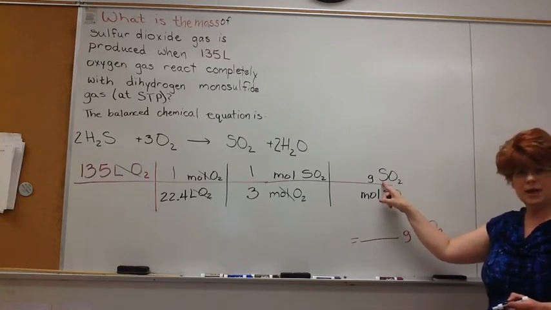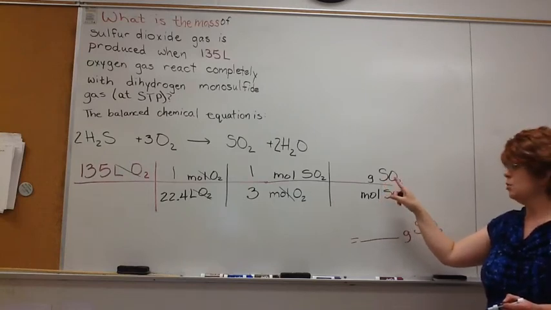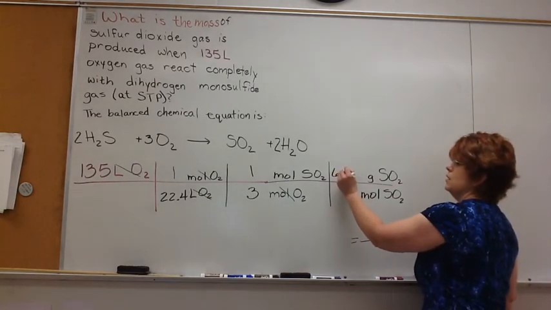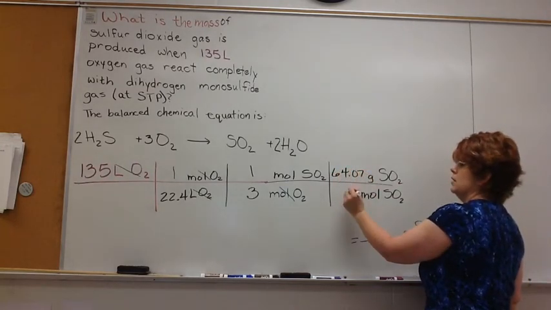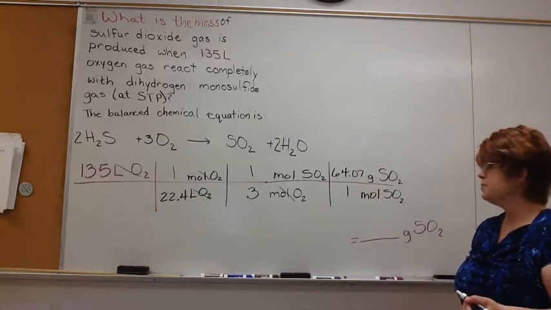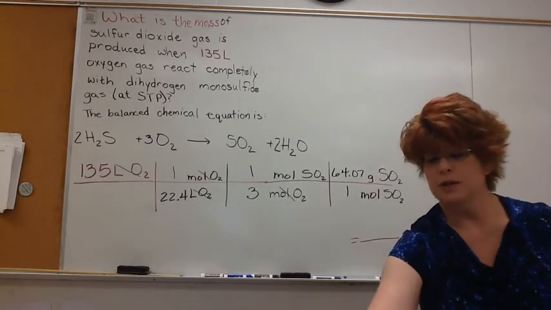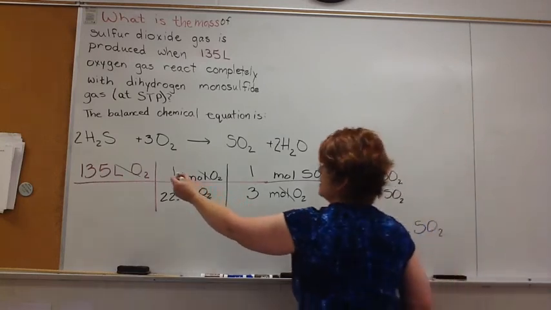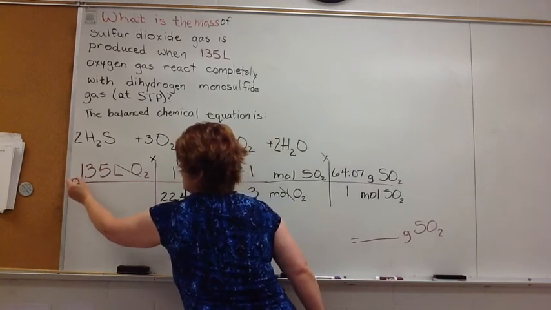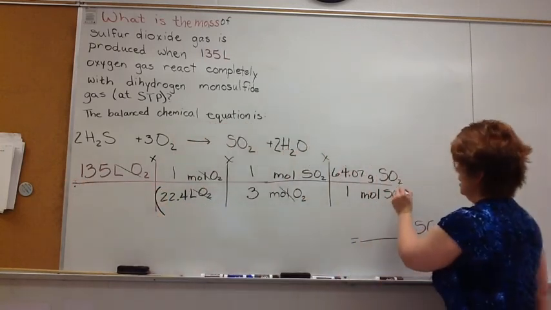Finally, a molar mass, so I'm going to calculate this. 1 sulfur has a mass of 32.07 grams per mole. 2 oxygens, 2 times 16.00. And that's the molar mass for sulfur dioxide. Then I'm just going to go through and do the math. Again, multiply everything on the top and divide by the product of everything on the bottom.